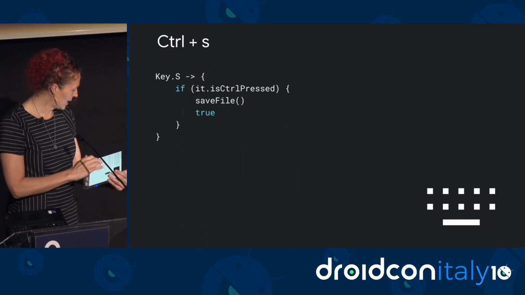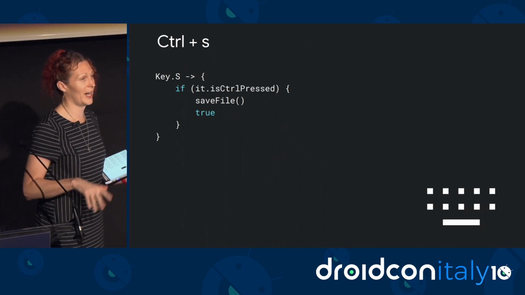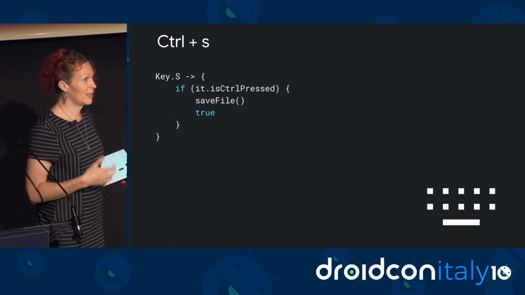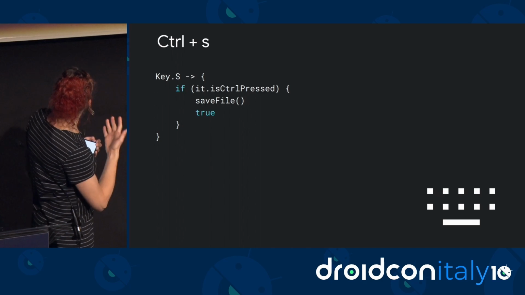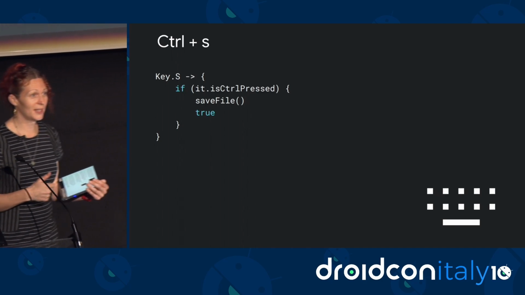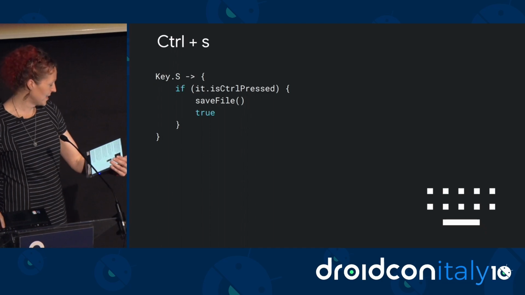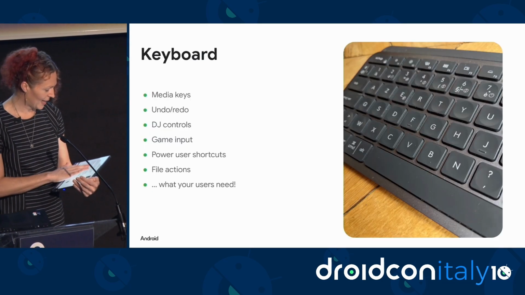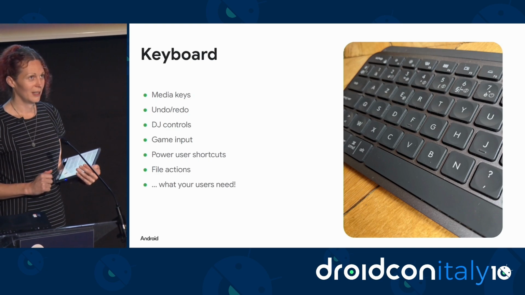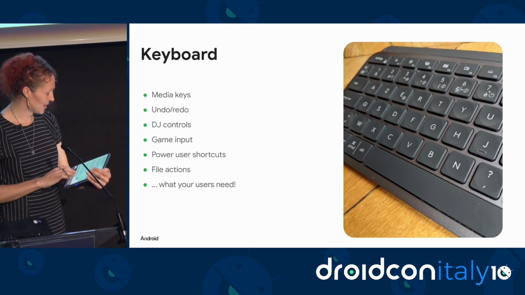And lastly, if you have a game, you need to handle WASD or arrow keys. If you have an editor, you want to handle save or undo, redo. So here's how to handle save in Compose. It's quite easy. You just check if Control is pressed and the S key is pressed, then you can save. All of those are must-have shortcuts, I think, personally. So please check them out in your app. Make sure the basic functionality works.